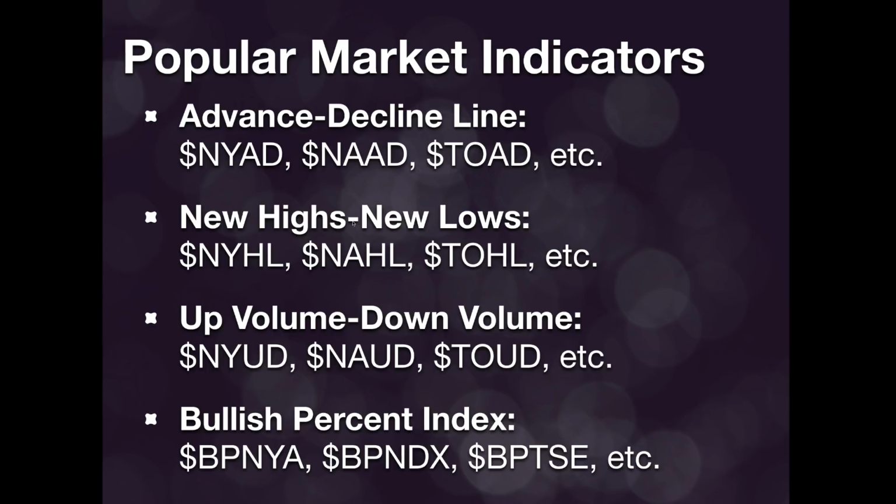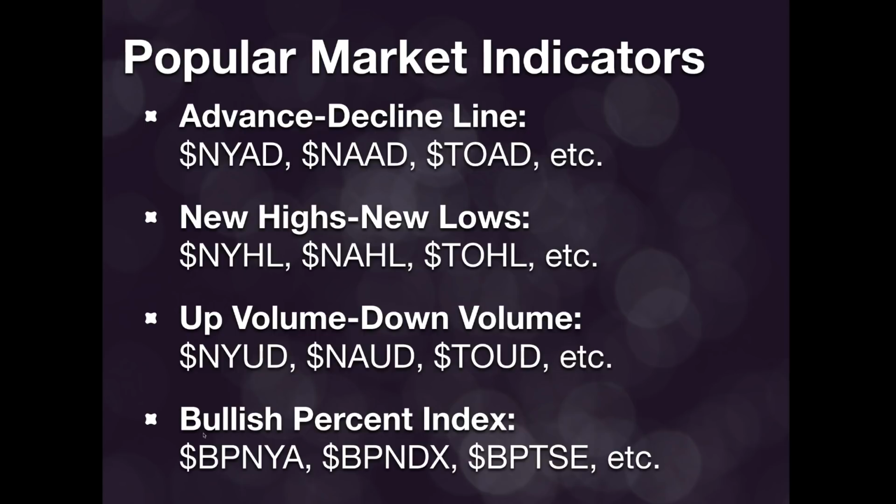Similarly, for new highs minus new lows, anything that is setting a new high over the past 52 weeks is what the new highs are. Anything that's setting a new low over the past 52 weeks, that's what would count when it comes to the total of new lows. And so in the New York Stock Exchange, the number of new highs minus the number of new lows is what this symbol is, NYHL. For NASDAQ, NAHL is the highs-lows, and Toronto, and so on and so forth. You can see the pattern there. Similar for up volume minus down volume.